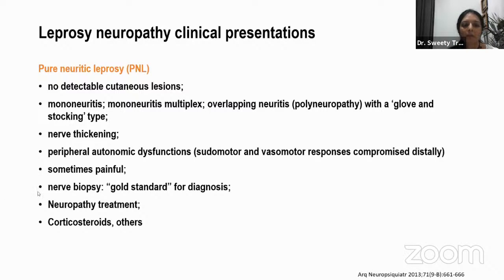Nerve biopsy is the gold standard in PNL. In all other cases, you will get a lot of other things. But another thing that you can apply here is obviously high resolution ultrasound, which I will discuss later. And apart from that, corticosteroids are helpful because sometimes these patients have nerve abscess formation and acute neuritis. Then you have to use steroids to salvage the nerve and to prevent developing permanent deformities.